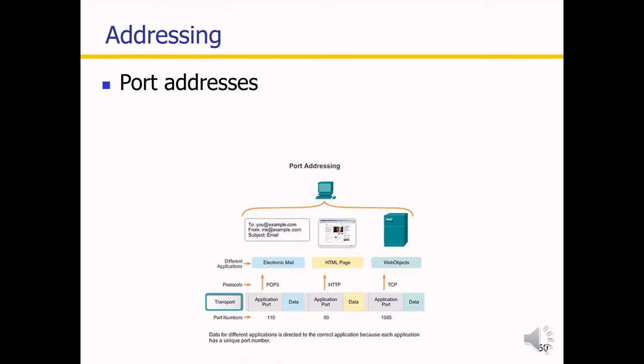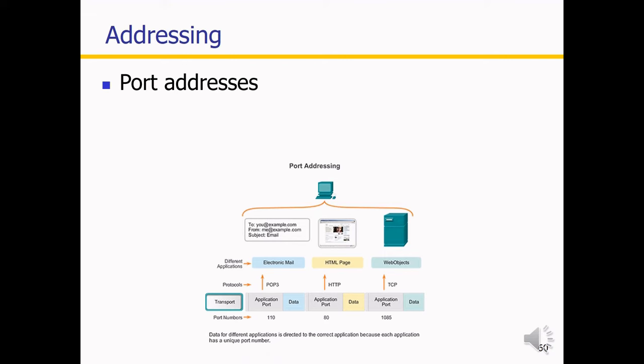We have already learned about addressing. So every device in the network uses 3 different types of addresses. First of all, it uses port addresses to identify the applications running within it.